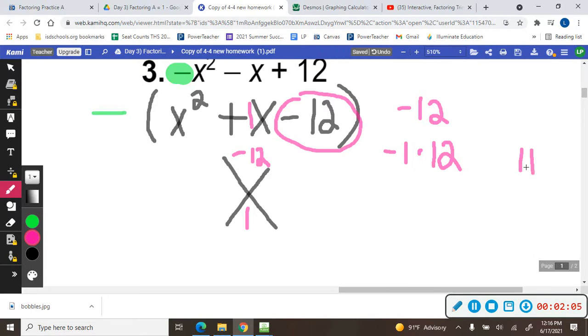Okay, so at least it's positive. That's nice. So what if I did -2 and 6? You add those, you get 4. Getting warmer. What about -3 times 4? You add those, you get positive 1. So that's the combination I need, -3 and 4. And I put that here.